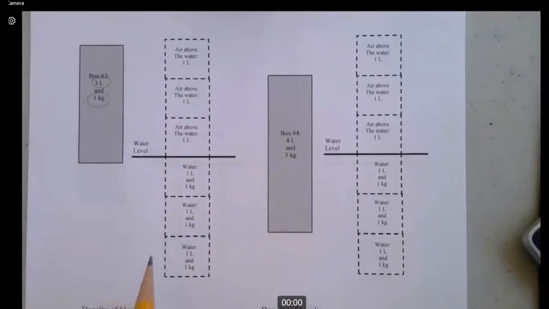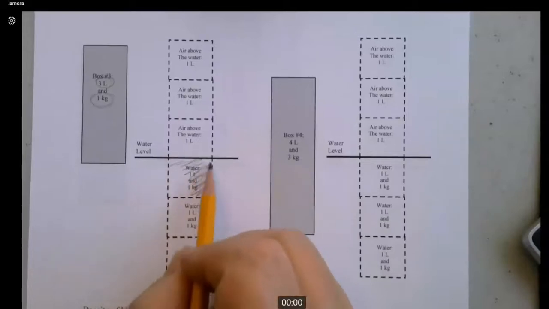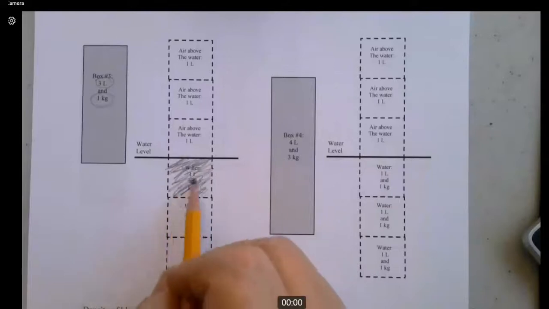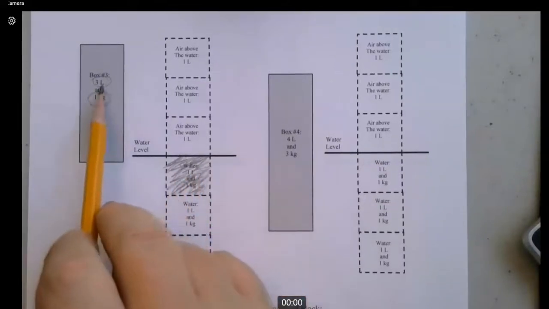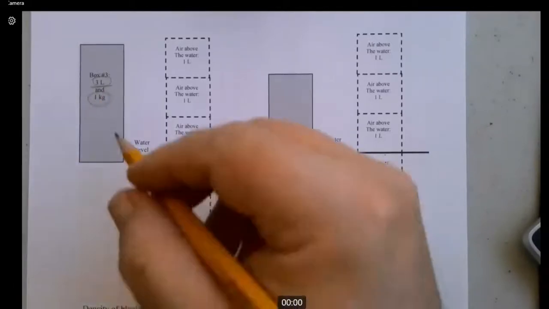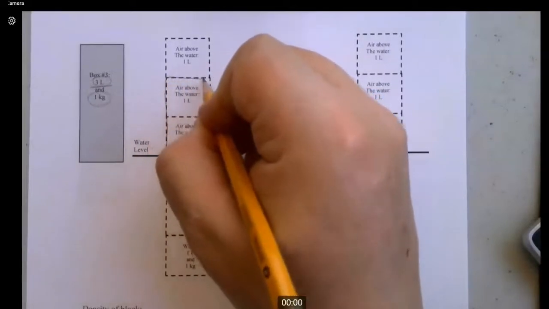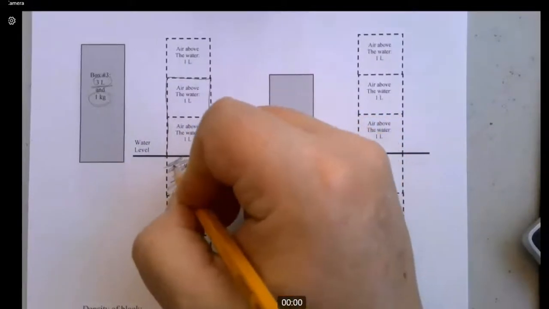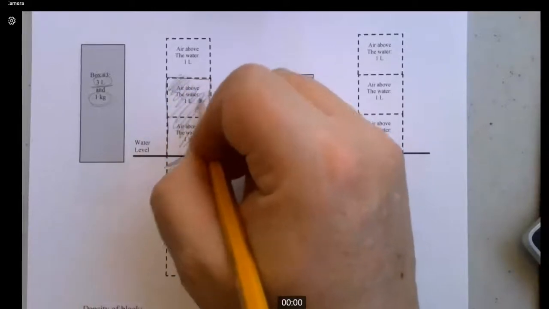So where do we find 1 kilogram of water? Well, it's the first box down is 1 kilogram. So that box right there. So it's going to displace that much water, and that represents 1 liter. But this box is 3 liters. So where do the other 2 liters go? They sit up above the water. So they're up here and over. So they sit up above the water, like that.